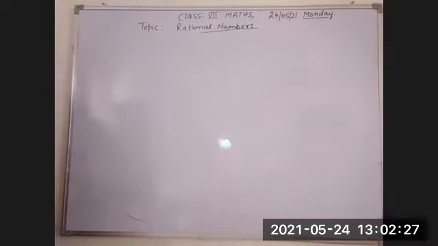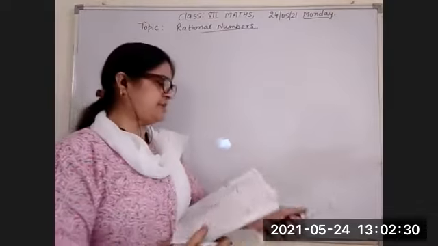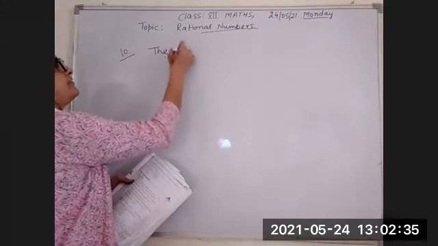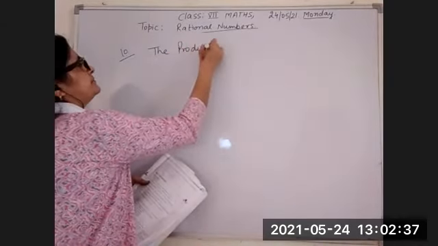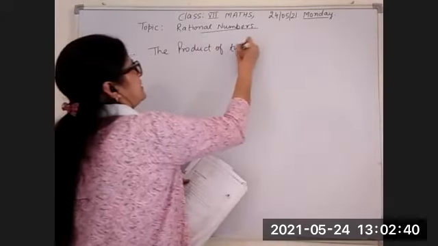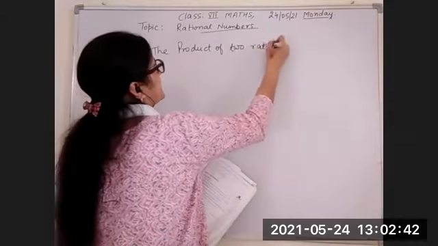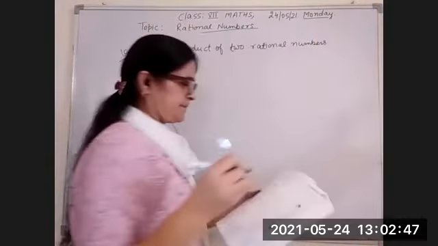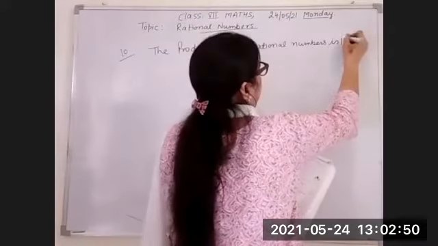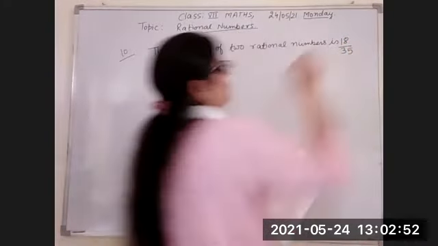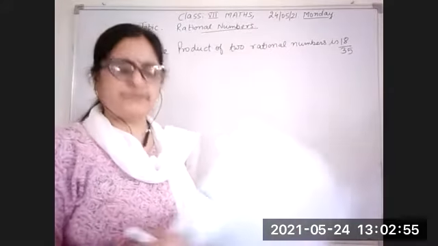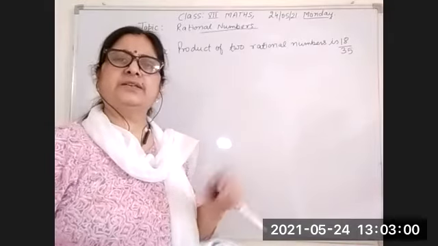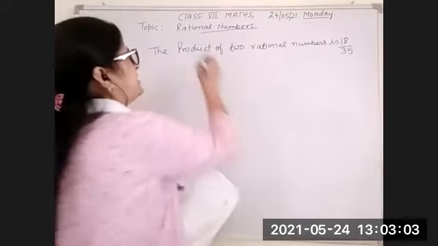Now your next question is question number 10. Now you have given in the statement the product of two rational numbers. The product of two rational numbers is 18 upon 35. Now you have given the product. In the fifth or sixth question, you have given the sum of the rational numbers. Now in this question, you have given the product.